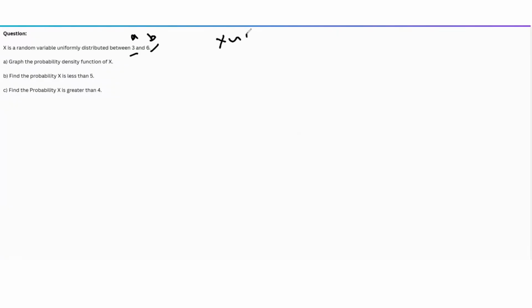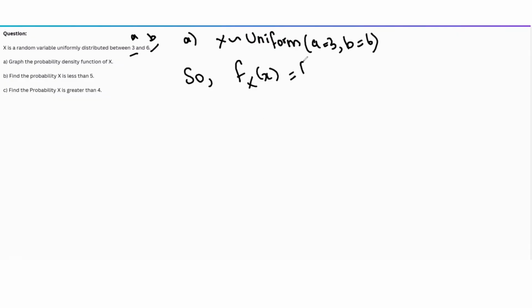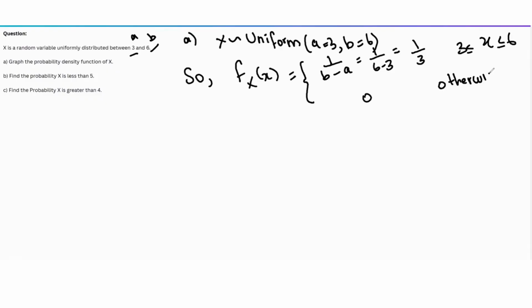So we know x is uniformly distributed with parameters A, which is equal to 3, and B, which is equal to 6. These are the endpoints of the interval over which it is defined. And the way we can write the PDF of a uniform random variable is 1 by B minus A. So it's 1 by 6 minus 3, which is 1 by 3, for x between A and B, which is 3 and 6, and it's 0 otherwise.